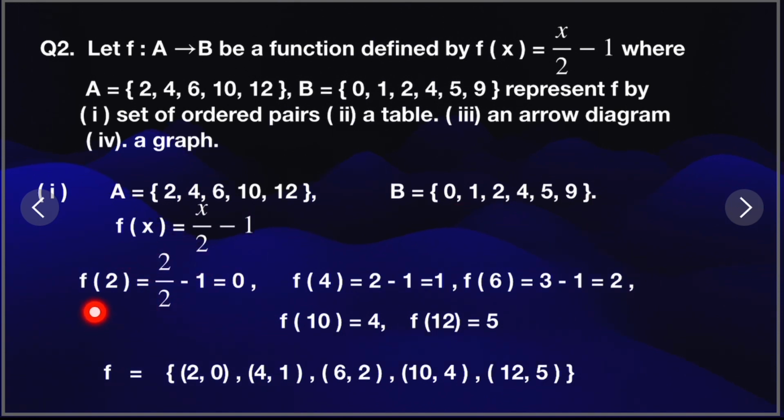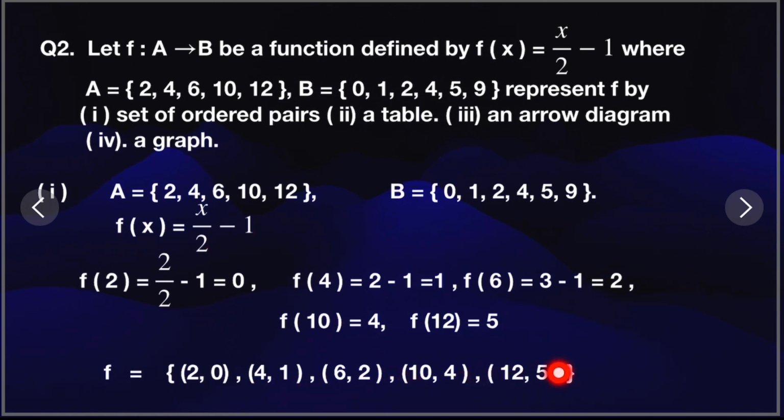So first you take the first element of A, put it in this function, and you will get the image. That is, here it is 0. Okay, so write down the first ordered pair. For the element x, that is 2 here, the image is 0. Similarly, take the next element 4, put it in this expression, and you will get the image as 1. Put 6, you will get the image as 2. You have to put all these values of x here and you'll get all these images.